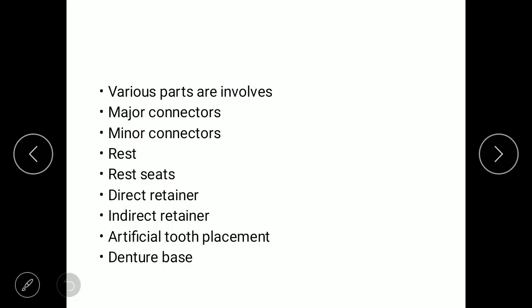The first word, various parts are involved here. That is, the first one is major connector, minor connector, rest seat, direct retainer, indirect retainer, and denture base and artificial tooth placement. There are various concepts involved here, so we will discuss them briefly in later videos. Just an introduction.